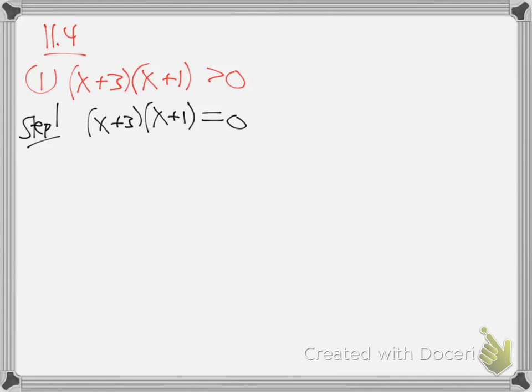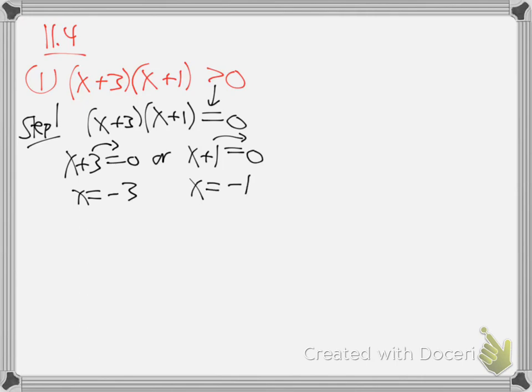Each one can be 0, right? Because with 2 things multiplied to make 0, either one could be 0. You know all about that. So the first one is 0, or the second one is. Notice I changed from greater than to equals. I'll come back with the greater than when I do the number line, but for now, I'm just making it equals. So each one equals 0. It's just going to be the opposite sign. You know the drill. Just jump it over. So we're going to get x is -3, x is -1.